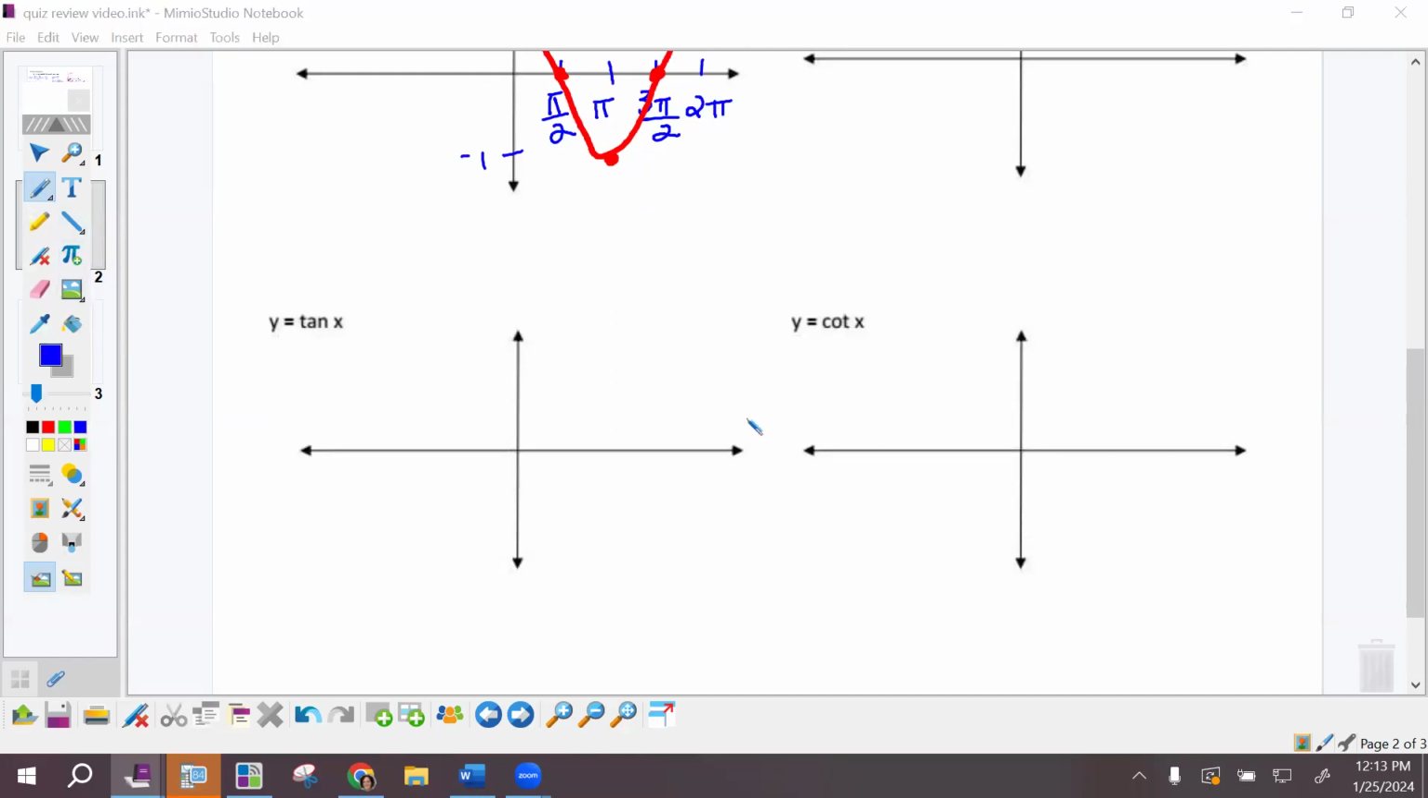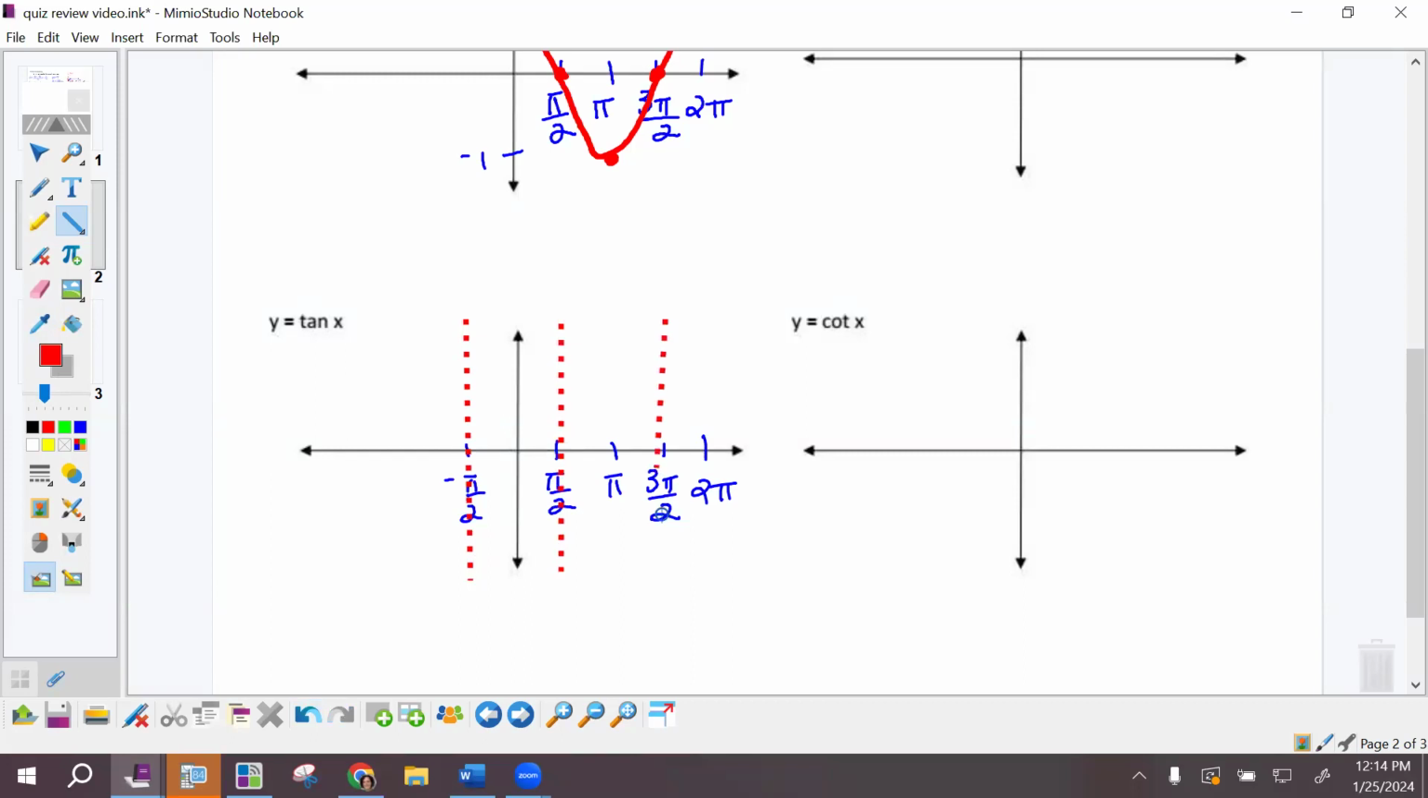All right, tangent. So tangent is undefined at every pi over 2 value. So I'm going to draw dashed lines or dotted lines at negative pi over 2, pi over 2, 3 pi over 2. And then I remember which way the graph is increasing.